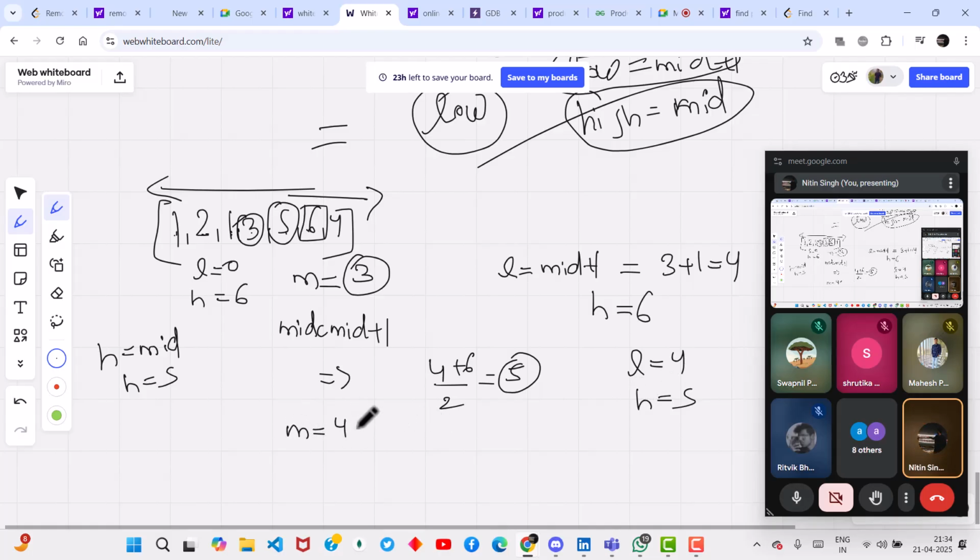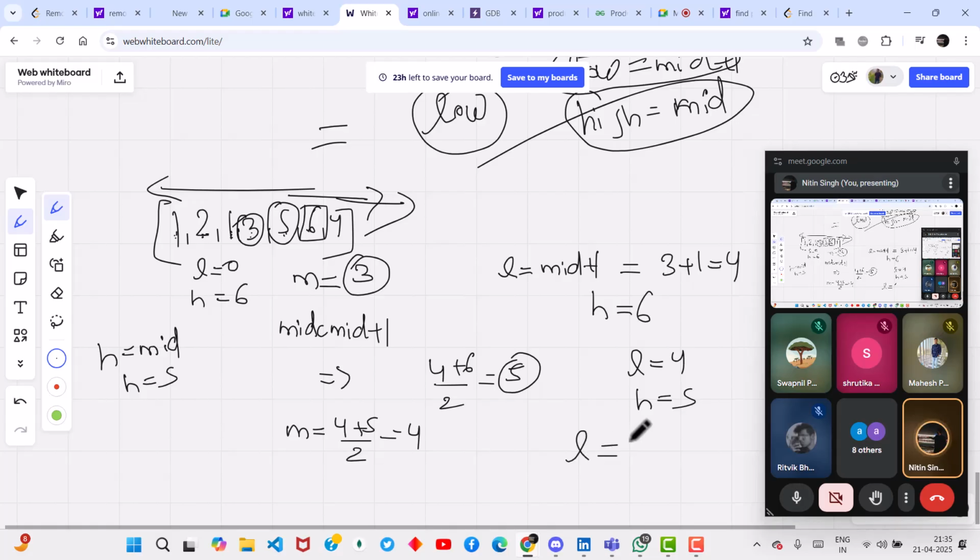0 1 2 3 4. I have this 5. Mid is less than mid plus 1. That means this can be my answer. All I have to do is check for the rightmost condition, and to move in the right part of my array, low will be equals to mid plus 1, that is 4 plus 1, that is 5.